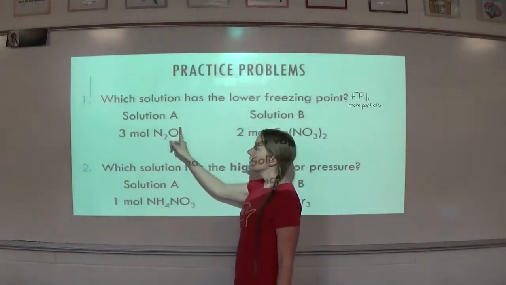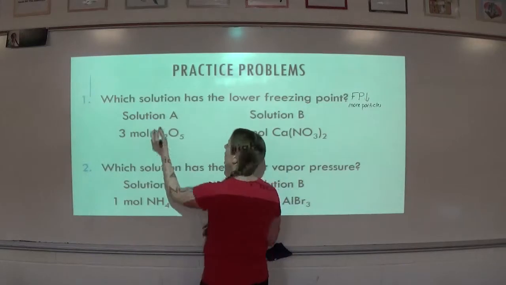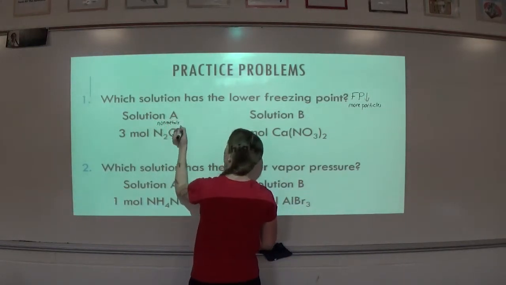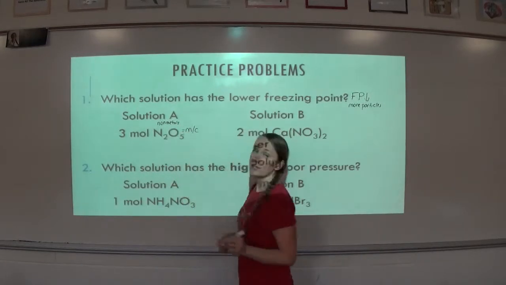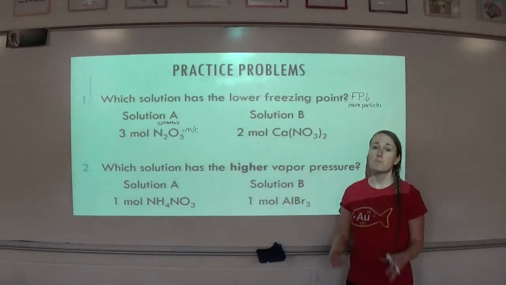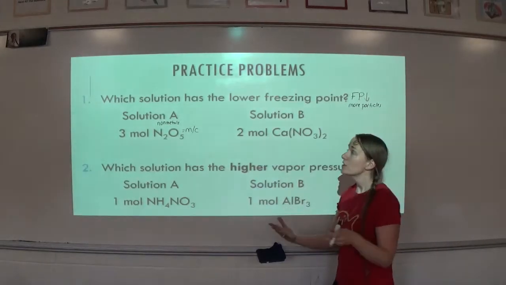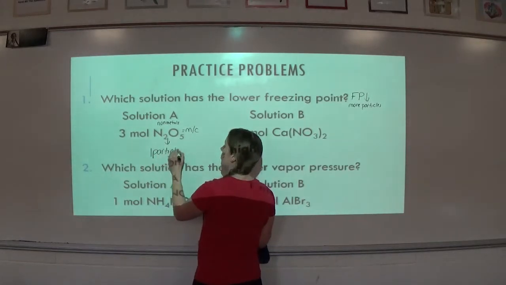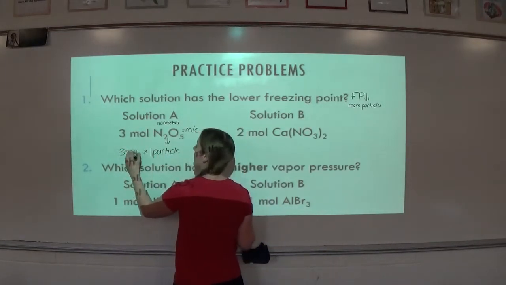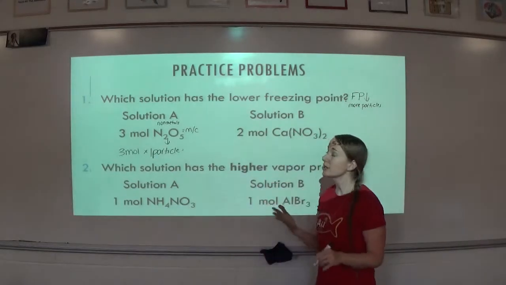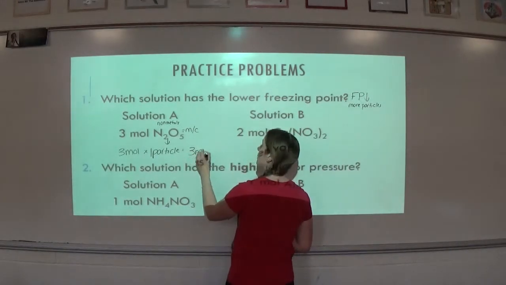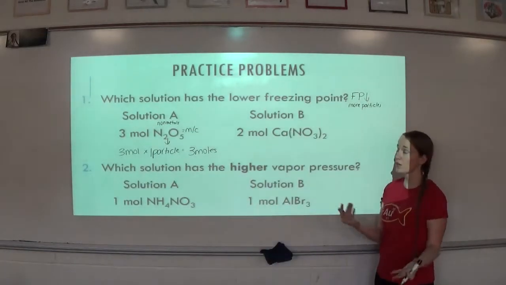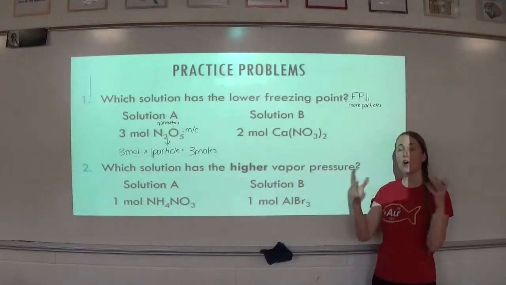All right, so nitrogen and oxygen, that is 2 nonmetals. If it's 2 nonmetals, it is a molecule. Remember, molecule is M/C. A molecule does not break apart. So we're just going to get 1 particle. That's the important thing to remember. If you try to break it up into 2 N's and 5 O's, you're going to get the wrong answer. So I have 3 moles of particles in solution A. So remember, if it's 2 nonmetals or more nonmetals, it's molecular and it's all going to stay together as one thing.